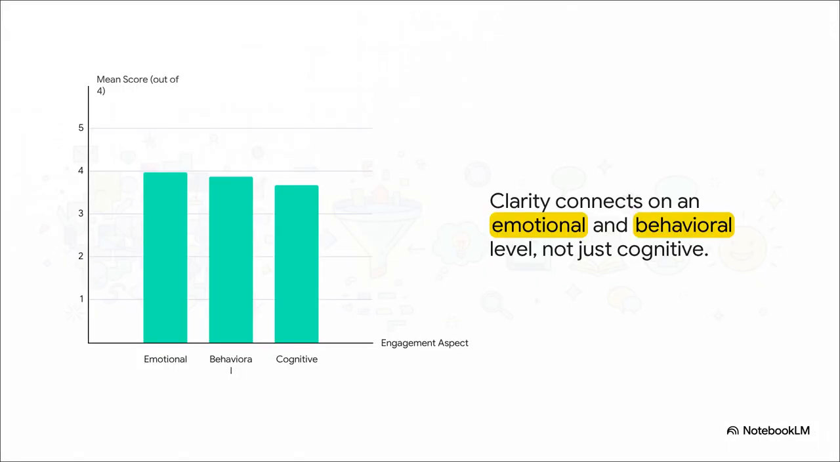And you know what I find absolutely fascinating? It's this breakdown. Look at emotional engagement. It scored a 3.98. That's the highest of them all. This tells us something so important. Clarity isn't just about thinking, it's about feeling. A story that's structured well doesn't just inform your brain, it gets you emotionally invested.